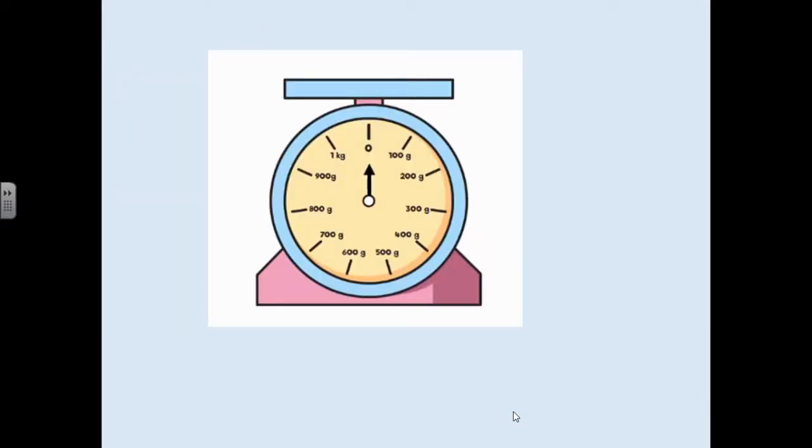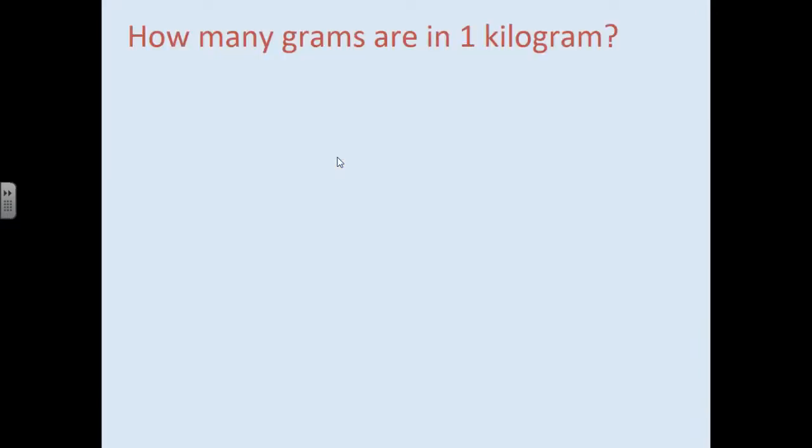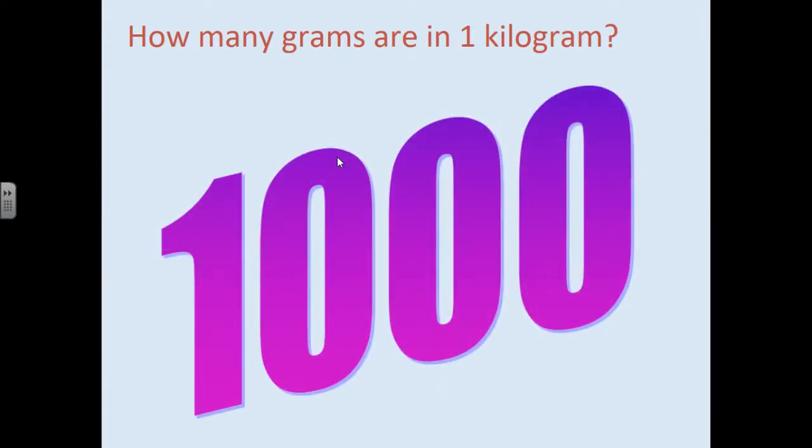Right, looking at the scales from yesterday, you can see that this scale is going up in hundreds. So you've got 100, 200, 300, all the way to 900, but then it turns to 1 kilogram. So 1 kilogram equals how many grams? So how many grams are in 1 kilogram? That's right, 1,000 grams equals 1 kilogram.